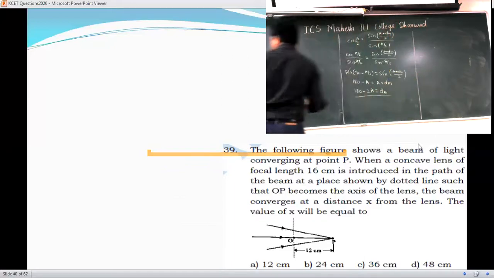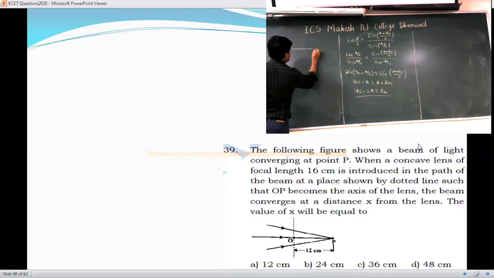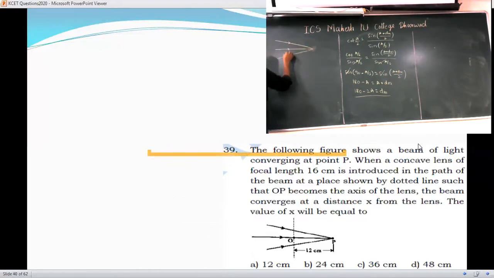Yes, I will just draw that diagram. So three lines are converging here. Three lines are converging at some point. So this is the incident ray, and here they have taken one line. From here to here they have given 12 centimeter. This is the point, they have given it as P. This is the case.